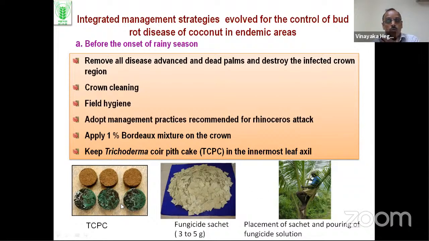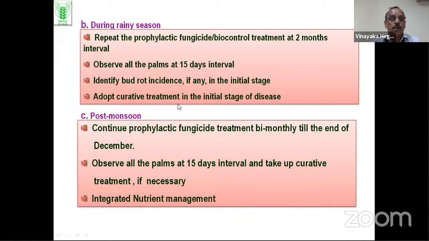We can also go for Trichoderma. It is a CPCRI technology where Trichoderma is incorporated in coir pith, and small cakes are produced. We can place these Trichoderma cakes inside the leaf axils, which will help reduce the incidence. During the rainy season, we have to go for prophylactic fungicide or biocontrol treatment at a 2-month interval, because every 2 months a new leaf will be coming. So we have to go for prophylactic treatment.